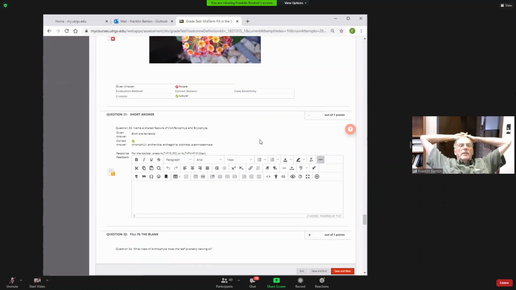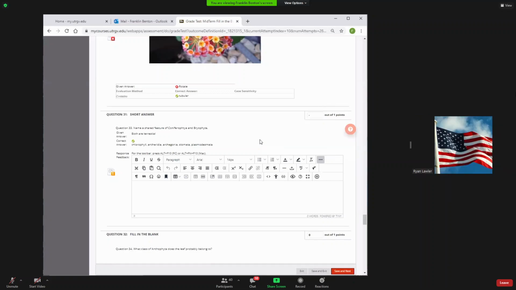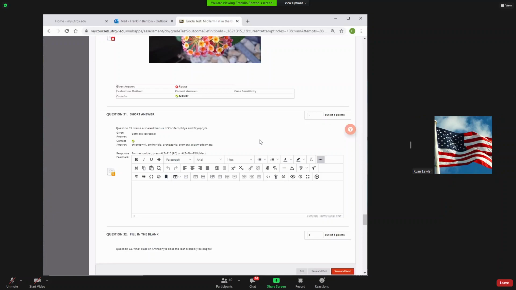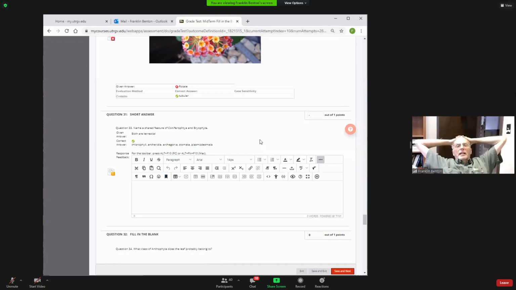Name a shared feature of the Coniferophyta and the Bryophyta. That they're both land plants work? Well, some of your Bryophyta actually live in bogs. Personally, I've never seen a bog, sir. I know. We don't have bogs here. You have to go up to the northern areas of the U.S., or you go to England or France and Germany where they have the bogs.